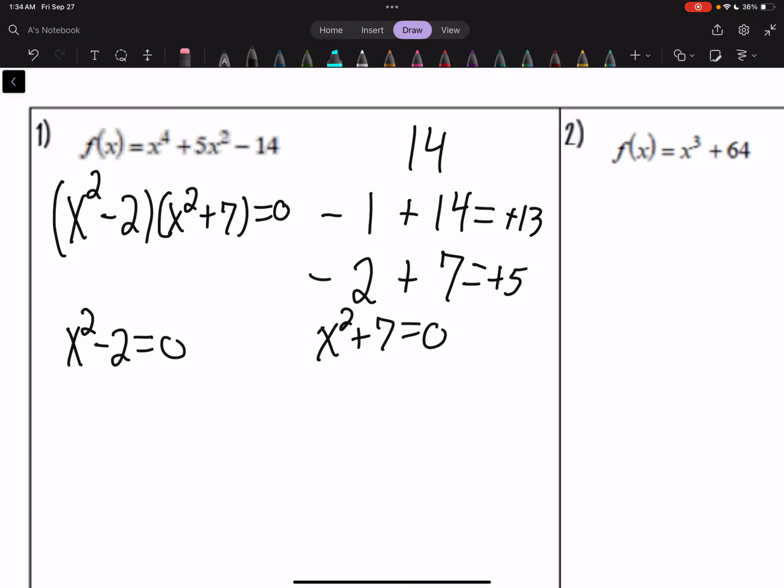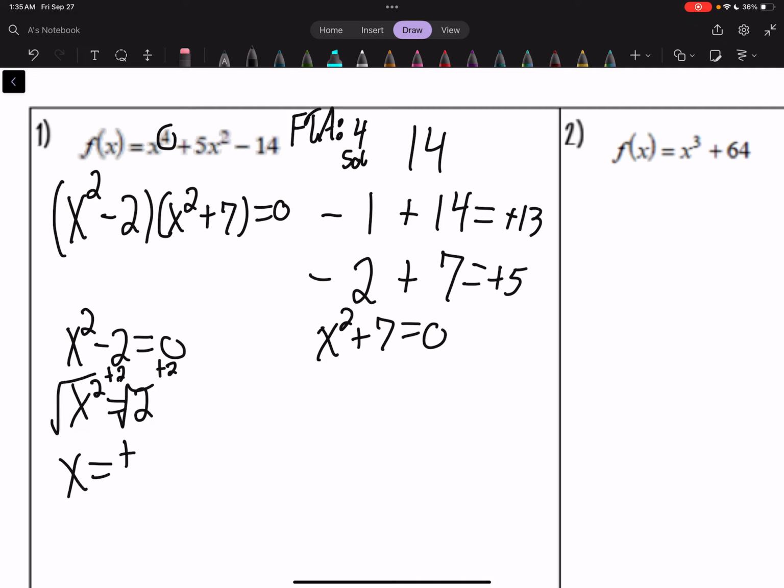Before I continue any further, using the fundamental theorem of algebra, FTA, it tells me I'm going to have 4 solutions. So at the end of my problem, I need to make sure I have all 4 accounted for. Alright, for the first one, I'm going to add 2 to both sides. So x squared is going to be equal to positive 2, square root, x is equal to plus or minus square root of 2. Subtract 7, square root.